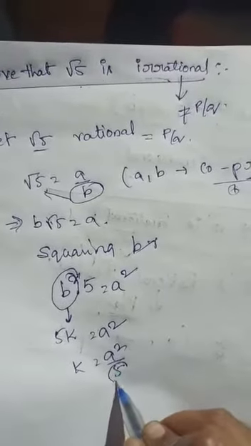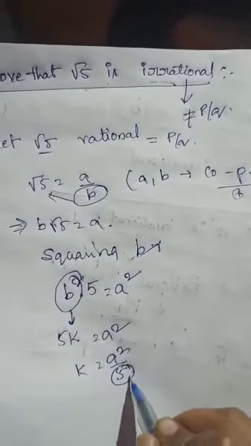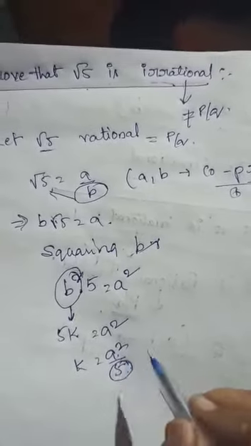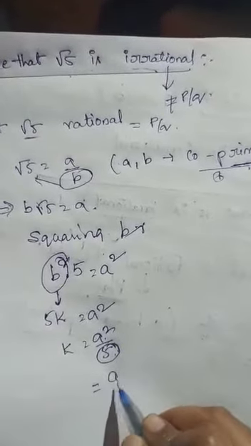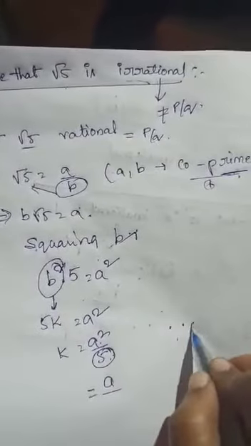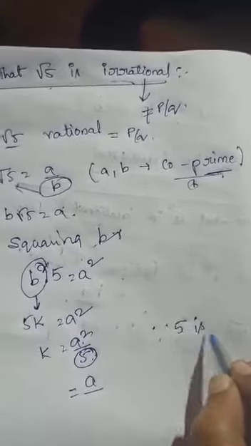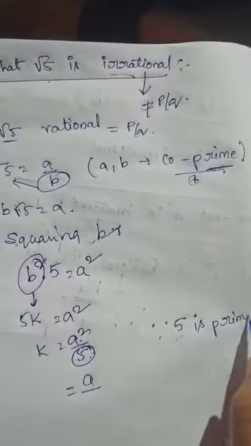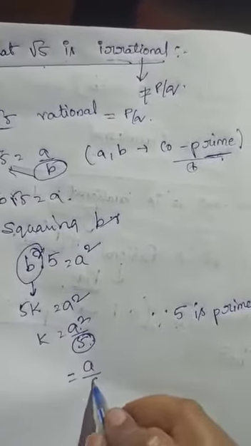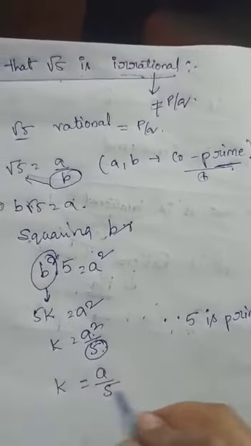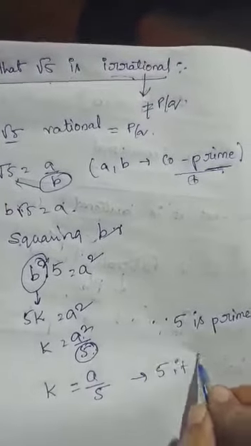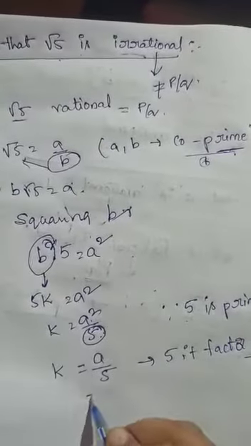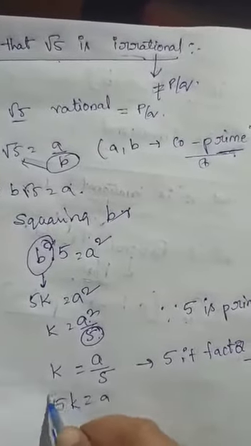Here 5 is a prime number. 5 is one of the factors of a square. So 5 is one of the factors of a also. Here 5 is a prime number. a by 5 equals k. Here 5 is one of the factors of a, so a equals 5k.